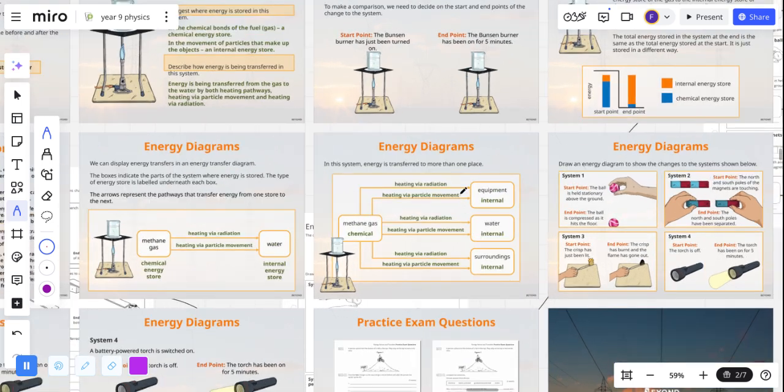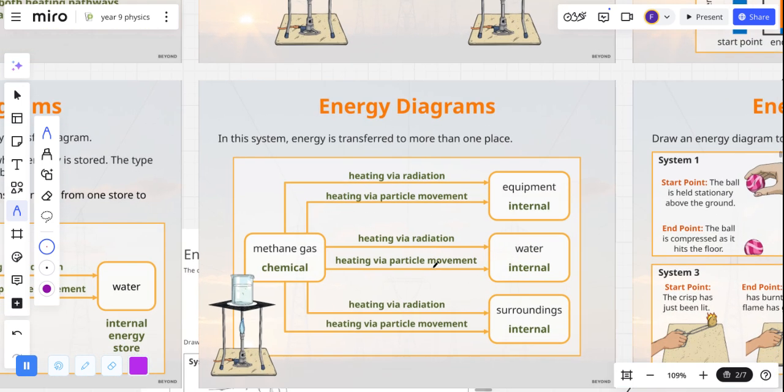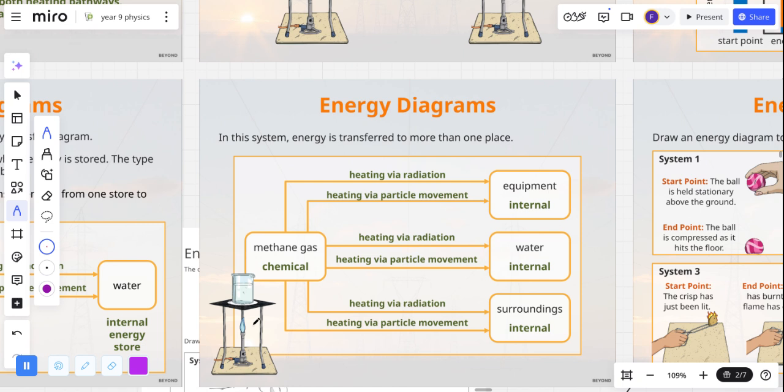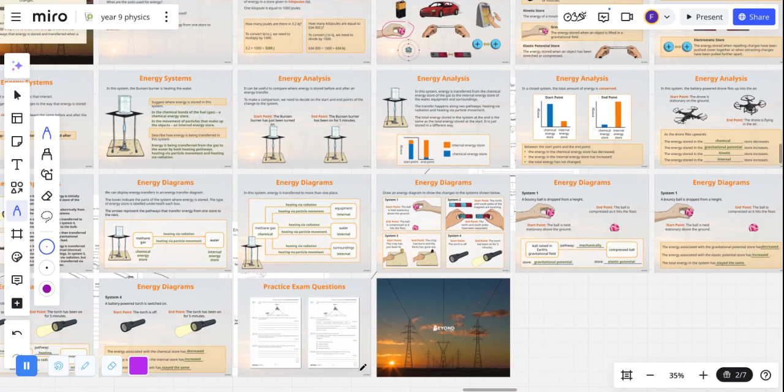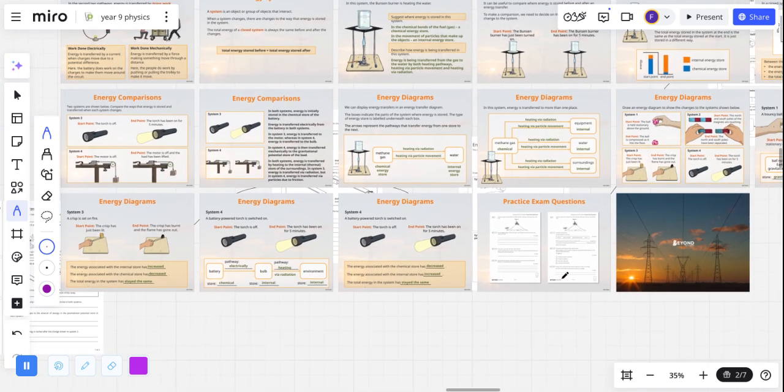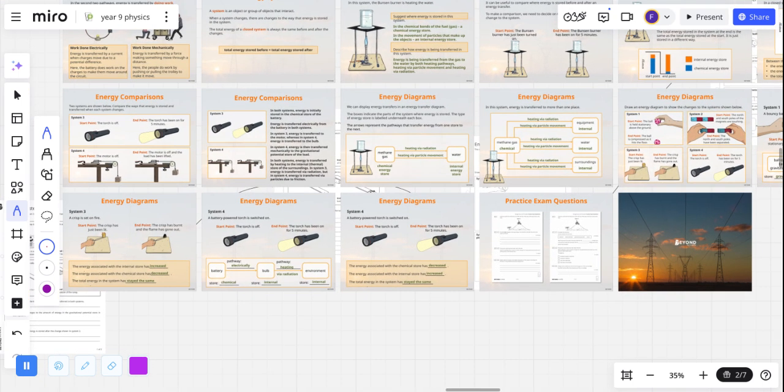We can make it really complex. That looks really complex. If you think about it, if I'm stood next to it, a number of things are getting heated. The water, well done, that was part of the question. The beaker, well, that's the equipment, so the equipment gets hotter as well. And if I'm stood next to it, I get hotter, and I'm the surroundings. And that is the energy diagrams.